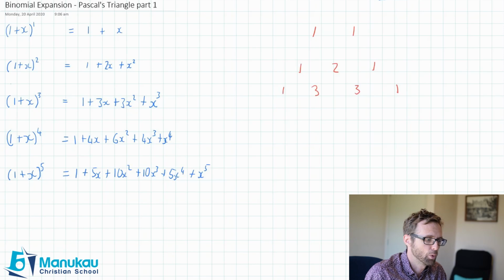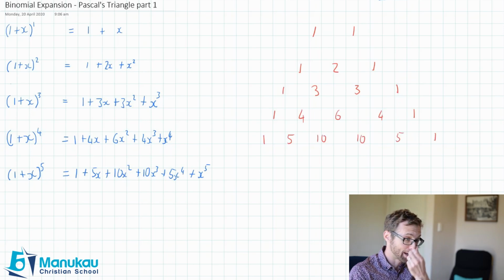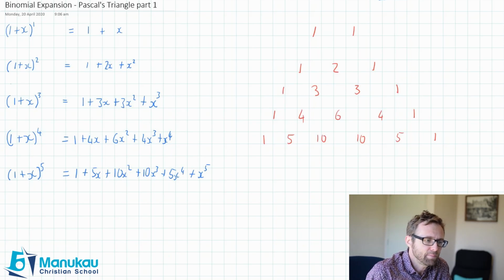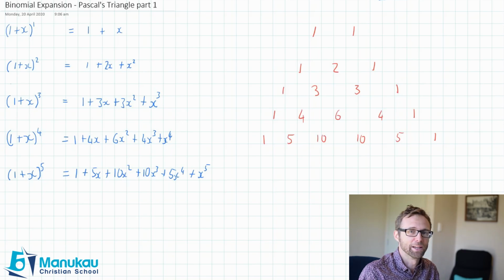And here we've got 1, 4, 6, 4, 1. And then we've got 1, 5, 10, 10, 5, 1. Okay, so you see this pattern here. And hopefully if you look at this, this is Pascal's triangle, by the way. This is what we're talking about.